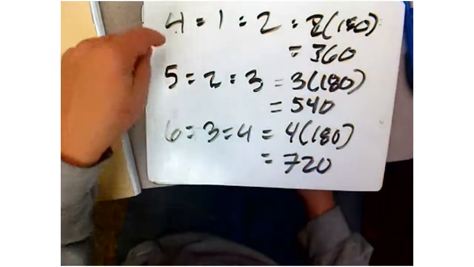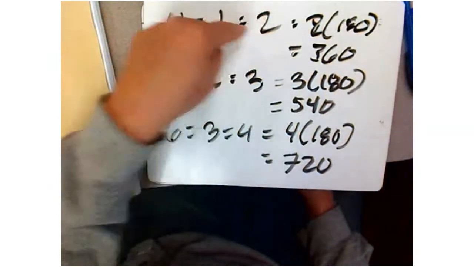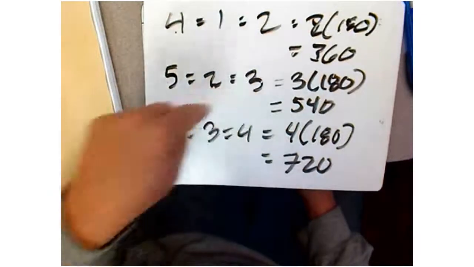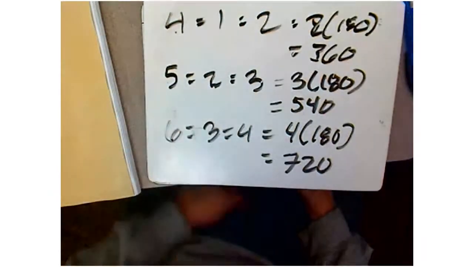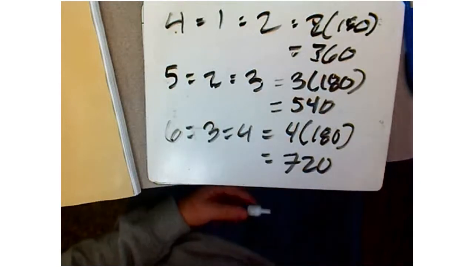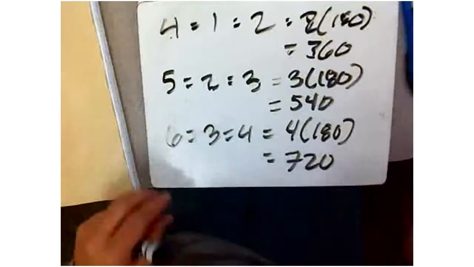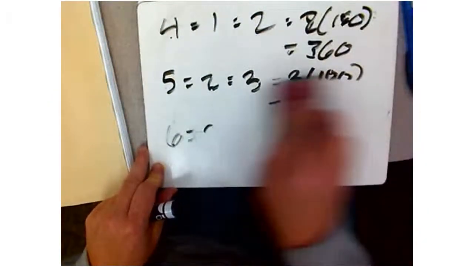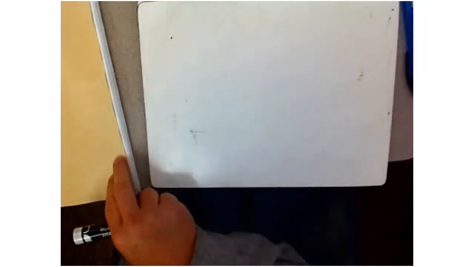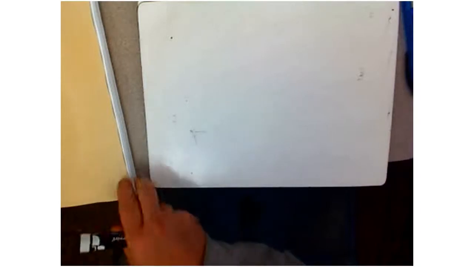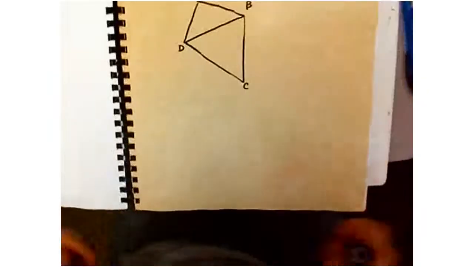So are you seeing a pattern? A 4-sided figure has 2 triangles. A 5-sided figure has 3 triangles. A 6-sided figure has 4 triangles. What's a 7-sided figure going to have? 5. Yeah. And so a 7-sided figure has 5 triangles. So how many degrees is it going to have? 900. An 8-sided figure has how many triangles? 6. And 6 times 180 is 1,080. Yeah, 1,080.